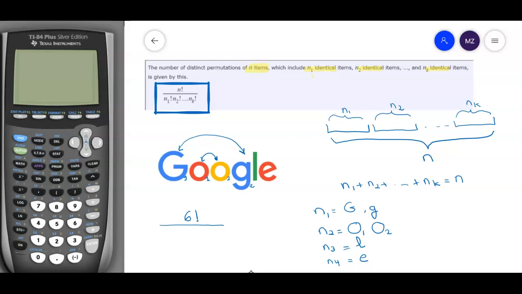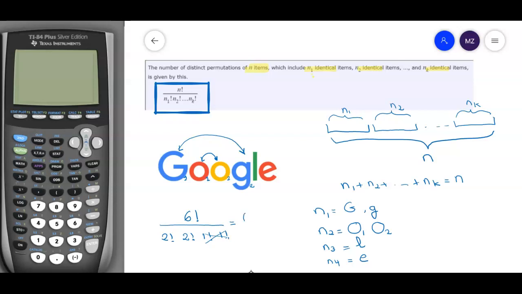So if I add N1, N2, N3, all of them here, you're going to come up to 6, right? So now I'm going to divide by 2 factorial and 2 factorial and 1 factorial and 1 factorial. Knowing that 1 factorial is 1, it is pointless to put this 1, right? Whenever there is repetition of 1, it is pointless. But this is the formula that is telling you. So it can be 6 factorial divided by 2 factorial and 2 factorial. Probably I can do this.